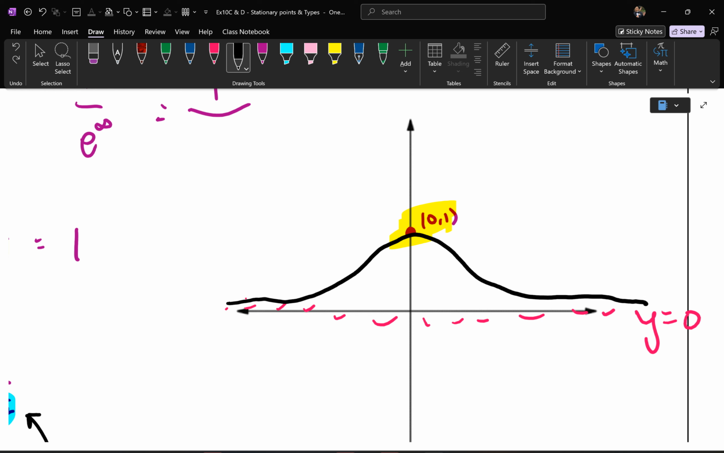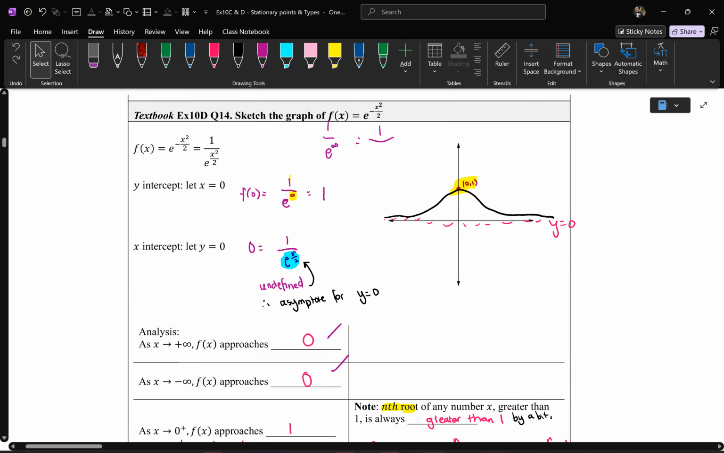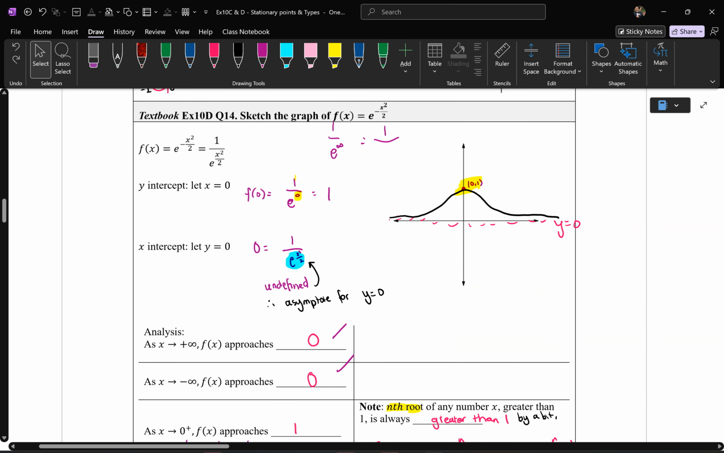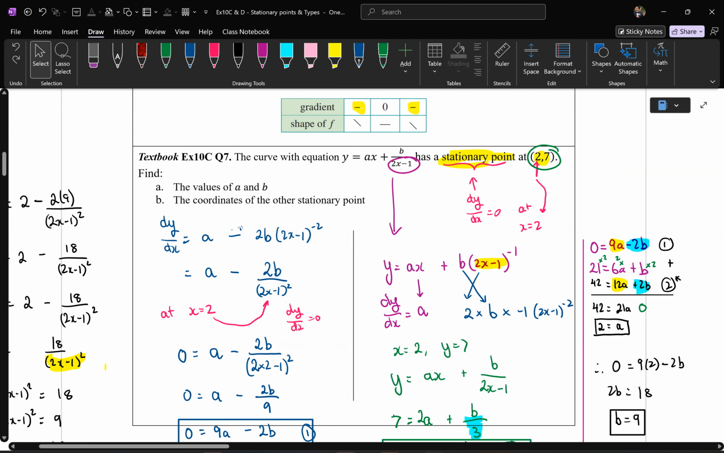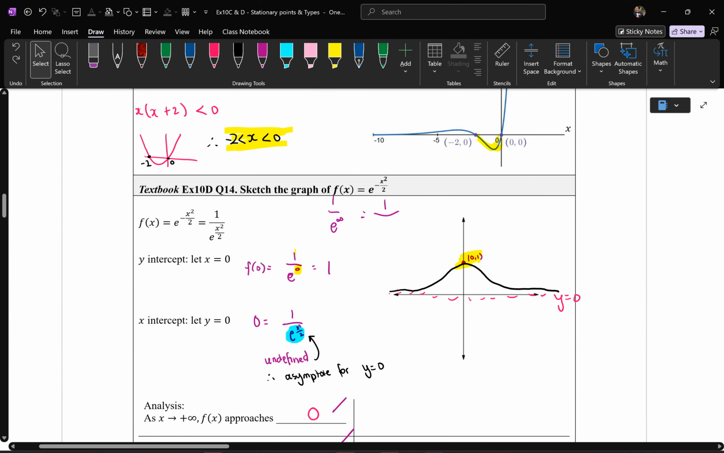Yeah. All right. That's it for today's lesson. So that's 10D. 10D's analysis of the types of stationary points along with the derivatives, whereas C was working with stationary points. Okay. All right, team, I'm going to stop the video there.